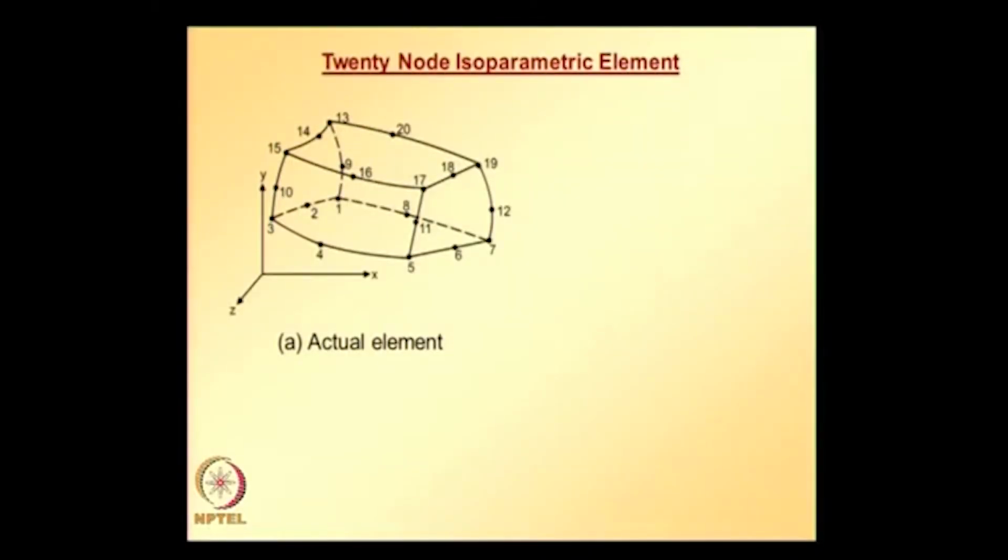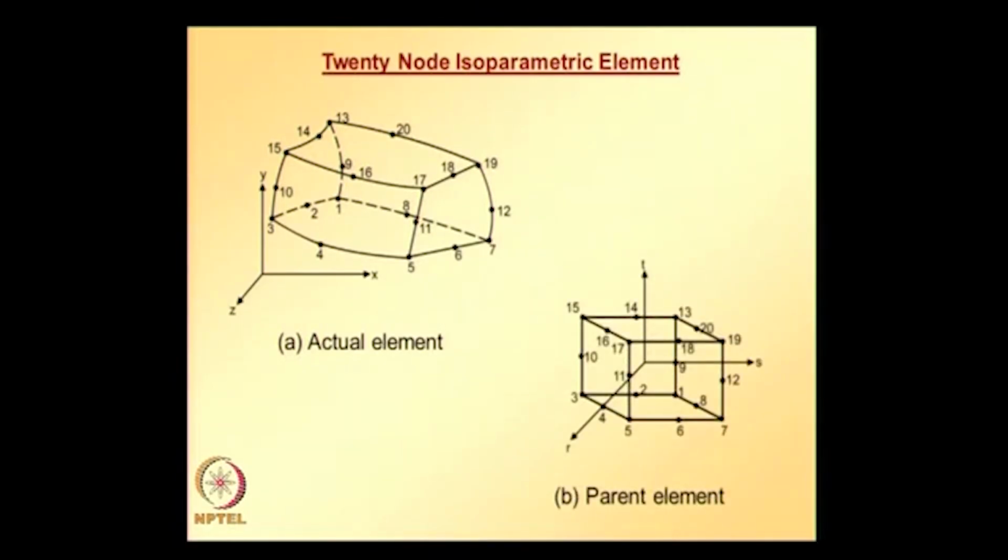So, this is a 20 node isoparametric element with curved edges, and similar to what we have seen so far, element equations are derived using the isoparametric mapping concept. For that we require a parent element. The parent element for this 20 node element looks like this, where the center of the element is located at the center of the cube, which has dimensions 2 by 2 by 2, and with that understanding we can easily write the locations of all the nodes with respect to the parent coordinate system.